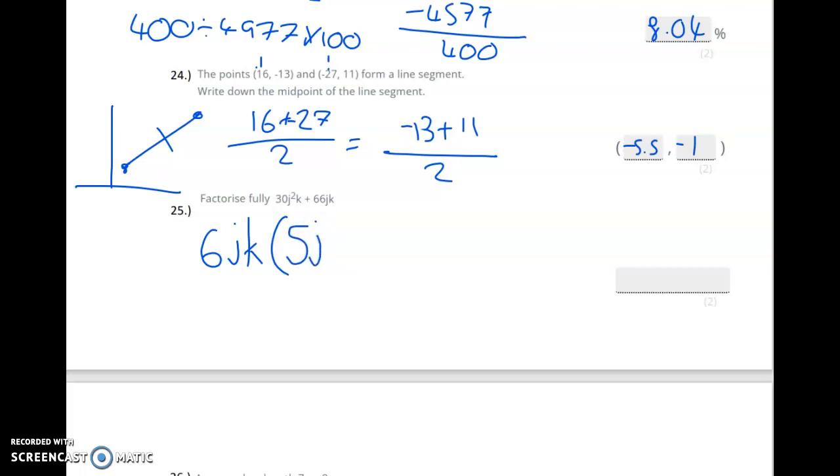So we've got rid of that k, and we've got rid of one of those j's. Plus, how many 6s go into 66? It's 11, and we're getting rid of the j and the k, so that's it there. So 6jk, brackets, 5j plus 11.